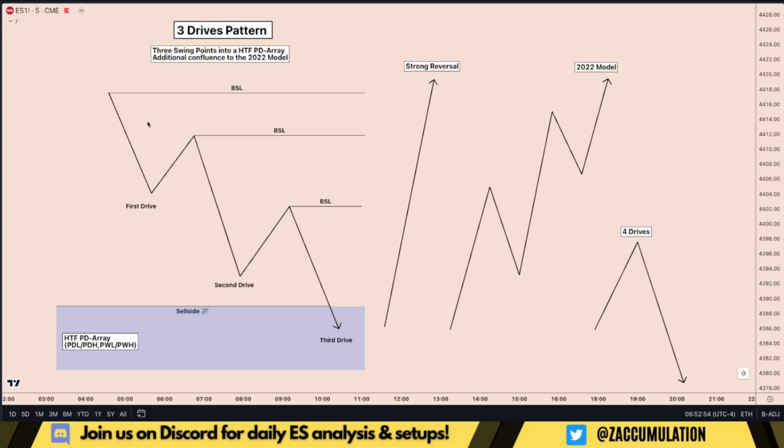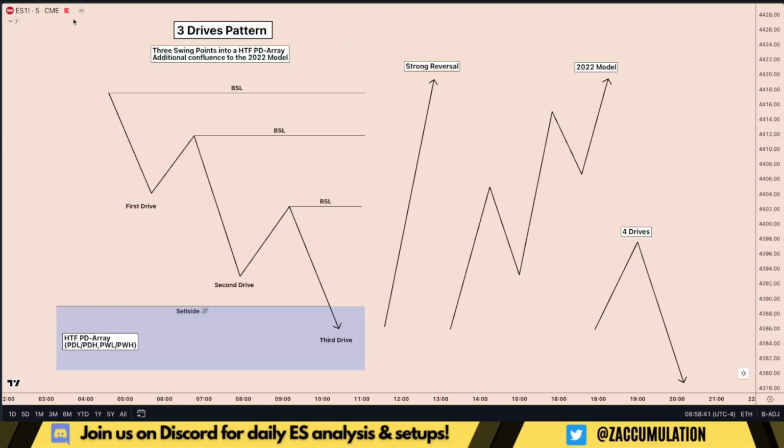We're looking for 3 swing points into a higher time frame PD array. That higher time frame PD array could be simply premium discount. It could be the previous day's low, previous day's high, previous week's low. It all depends on the situation. So, major sell side, higher time frame PD array, and we look for 3 swing points into this PD array.